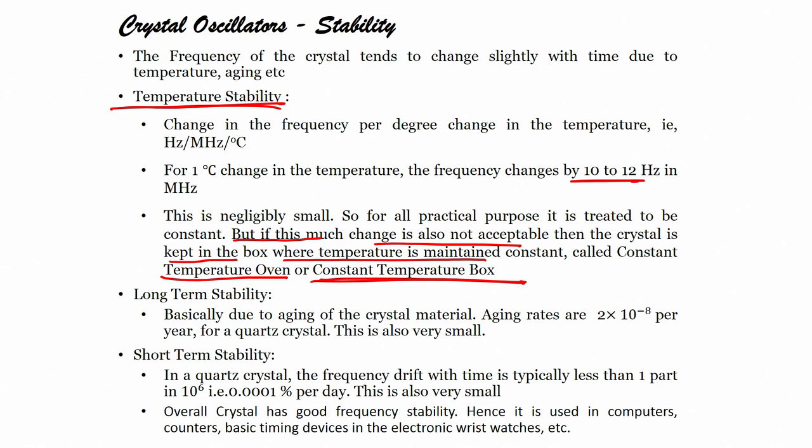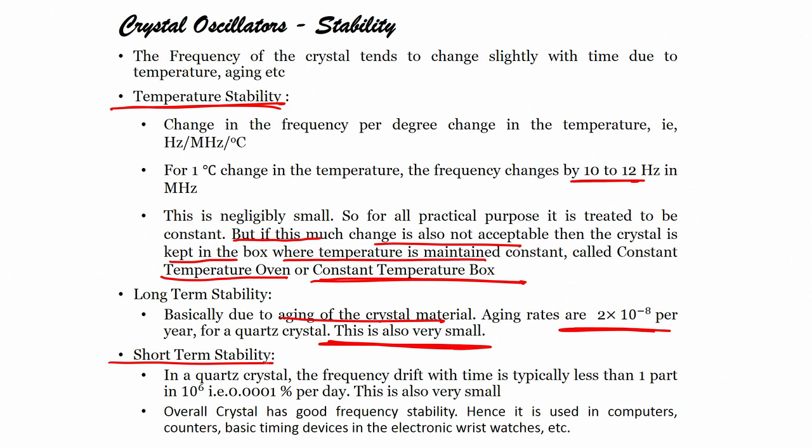How about long term stability? When I talk about long term stability, we basically see the aging of the crystal material. The aging rate is 2 into 10 to the power minus 8 per year for a crystal. This is super small, very small. So, due to aging of the crystal material, the aging rate is so small that long term stability is also excellent.